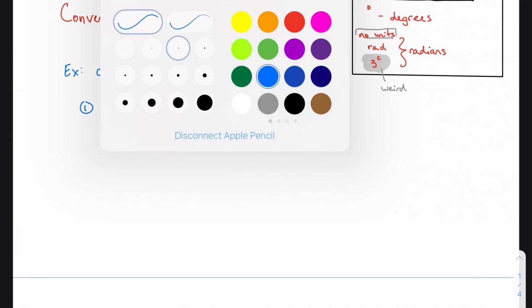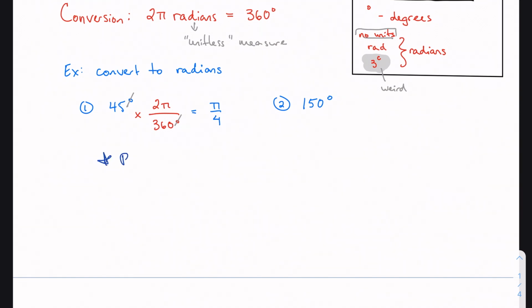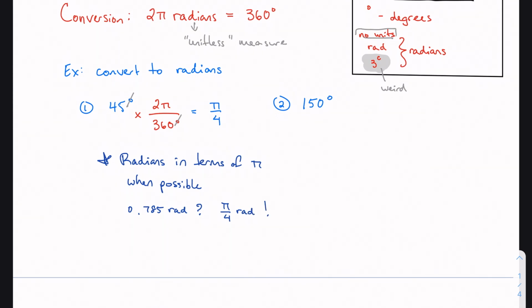I always want to leave my radians in terms of pi whenever possible. I wouldn't really say 0.25 pi. It's less common to see 0.785 radians. It's more common, if possible, to say pi over 4 radians. So try to leave them in terms of pi when you can.